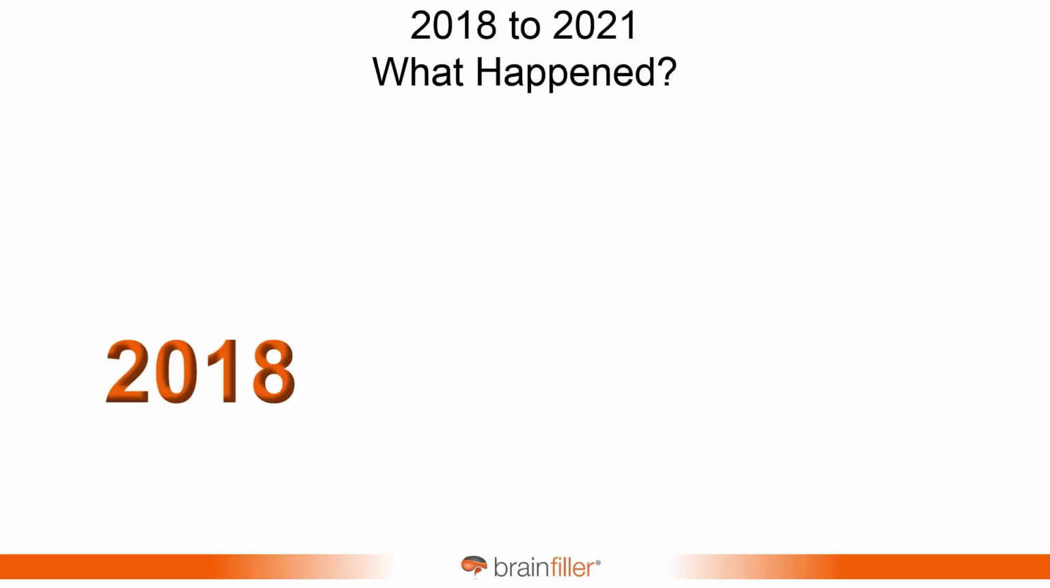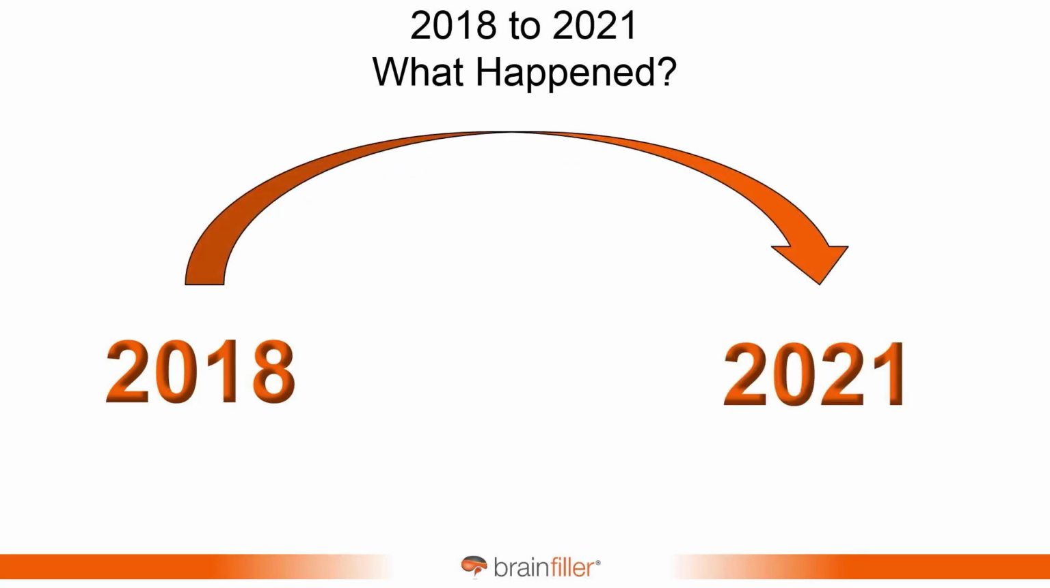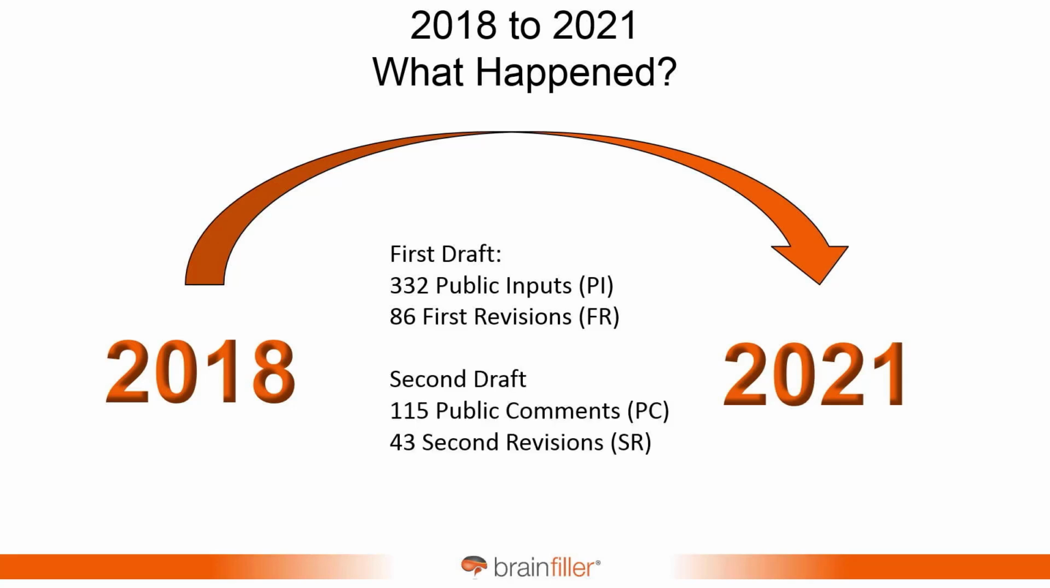A lot happened since 2018. NFPA has a 3-year revision cycle, so it's been 3 years since the last edition was published. And between 2018 and 2021, a lot has happened during this time frame. For the first draft, we had 332 public inputs. Now, you may think of these as proposals, but they're technically public inputs. So we had 332 that led to 86 first revisions, and then we had the second round.